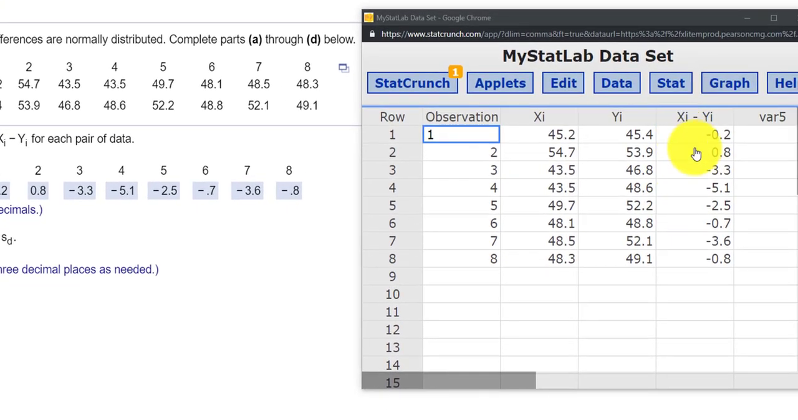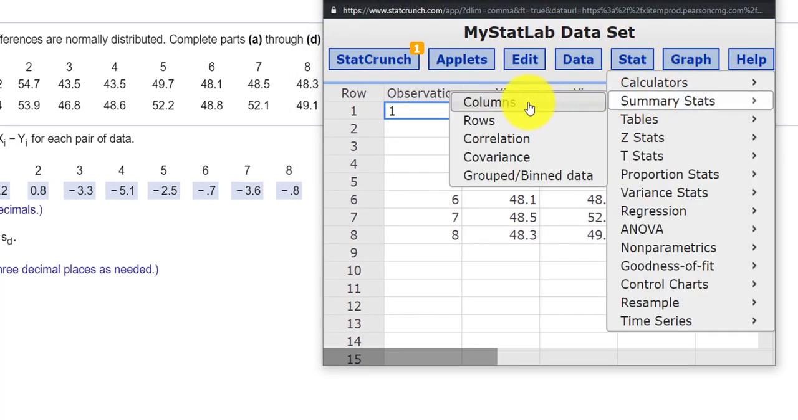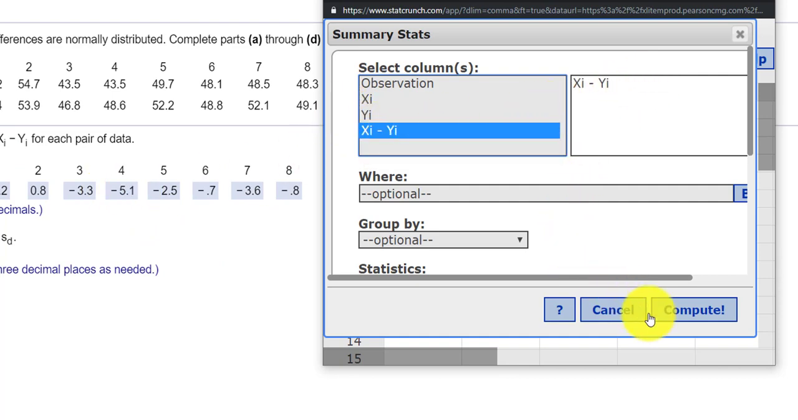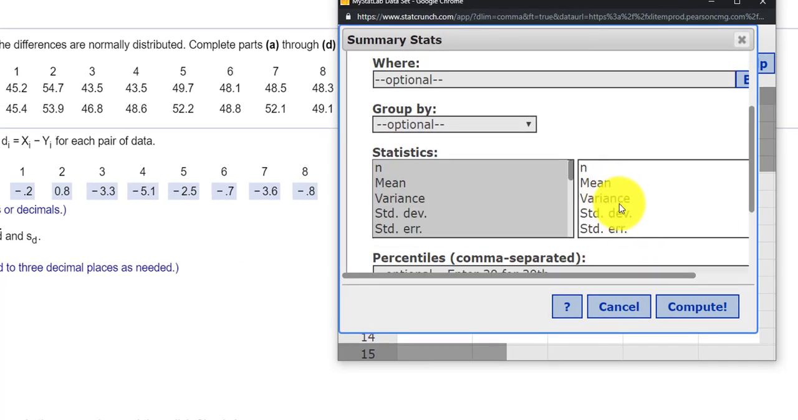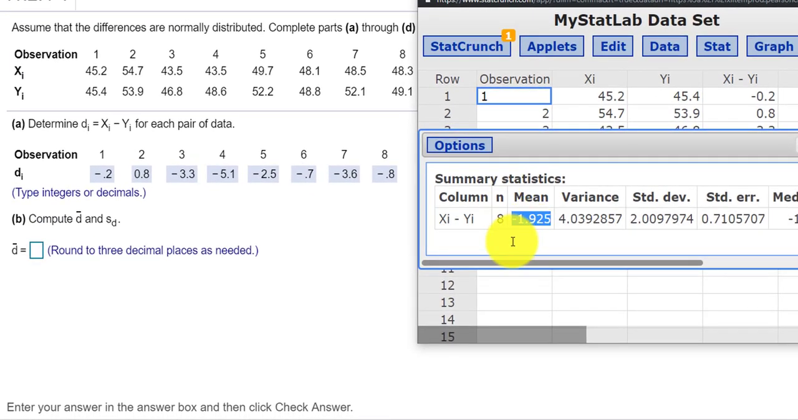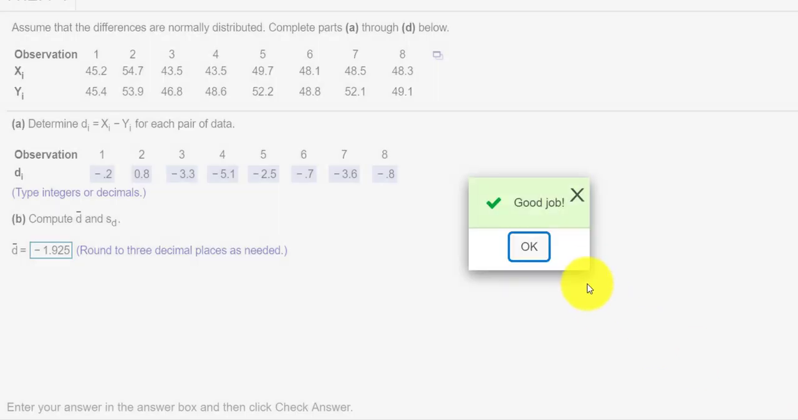Since we already have this xi minus yi, I can press summary stats columns, and the column I want to use is that xi minus yi. Basically, I want the mean and the standard deviation, but I could add and subtract things from this column as well. I press compute. So my mean, and it says go 3 decimal places, would look like this. Let's just enter that, 1, 2, 3 decimal places. I check answer. Good job.